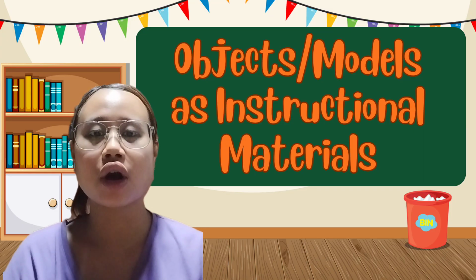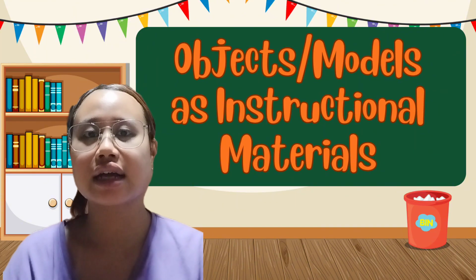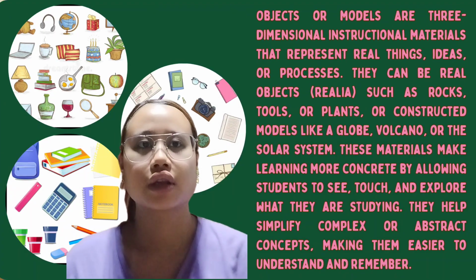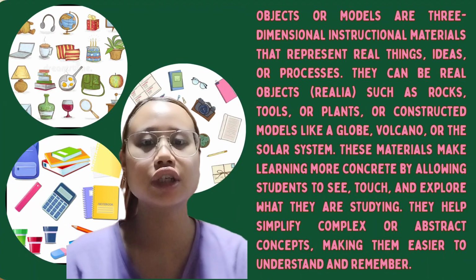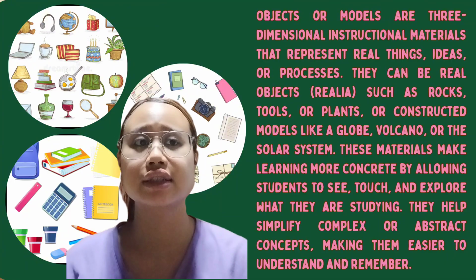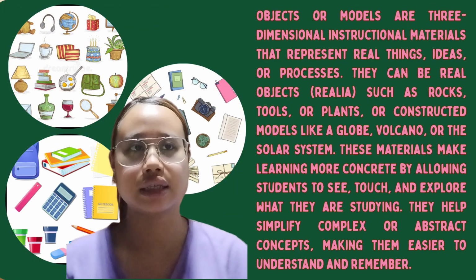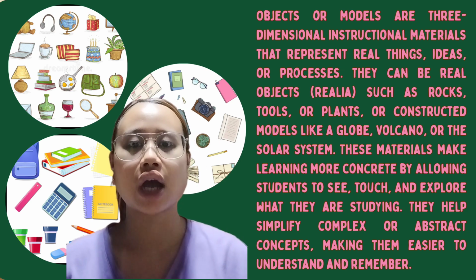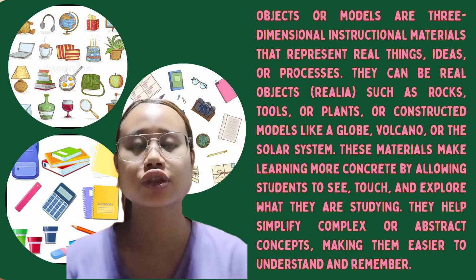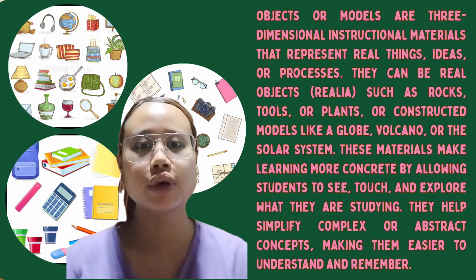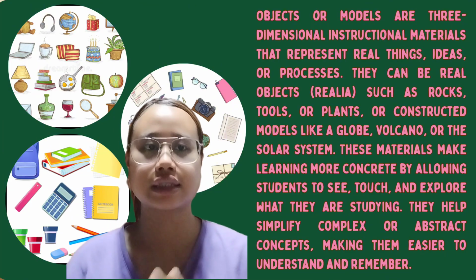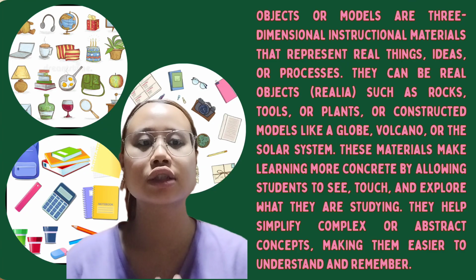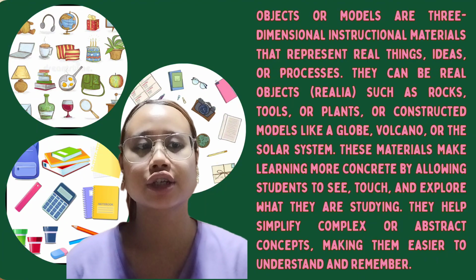Today we are going to talk about objects and models as our instructional materials. Objects or models are three-dimensional instructional materials that represent real things, ideas, or processes. They can be real objects such as rocks, tools, or plants, or constructed models like a globe, volcano, or the solar system. These materials make learning more concrete by allowing students to see, touch, and explore what they are studying.